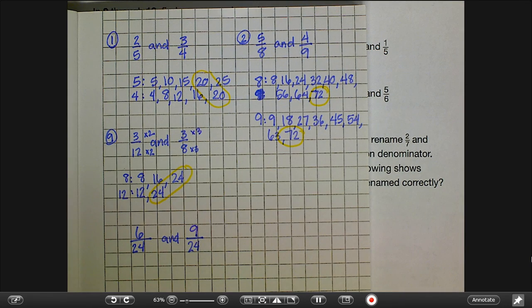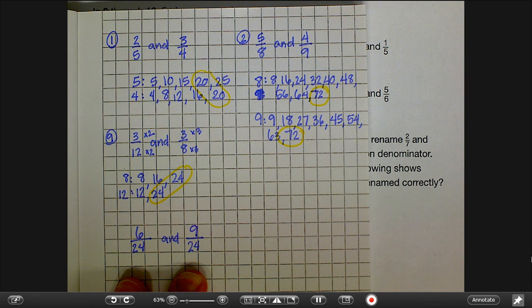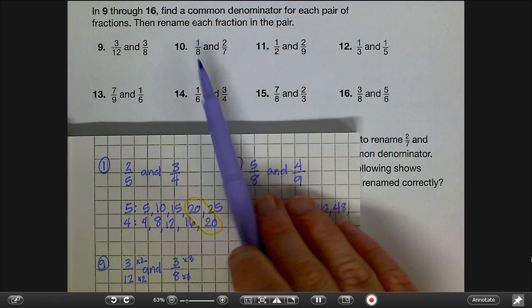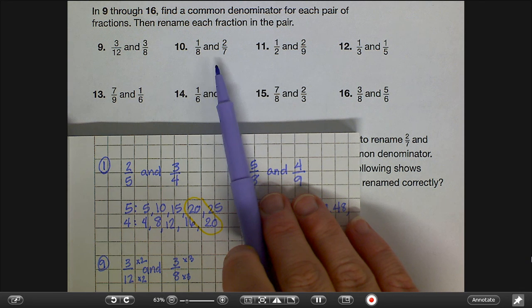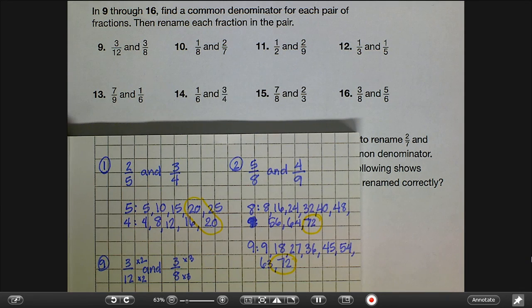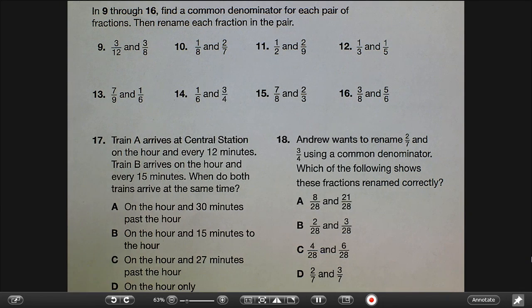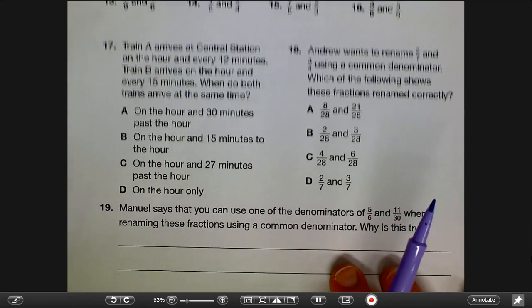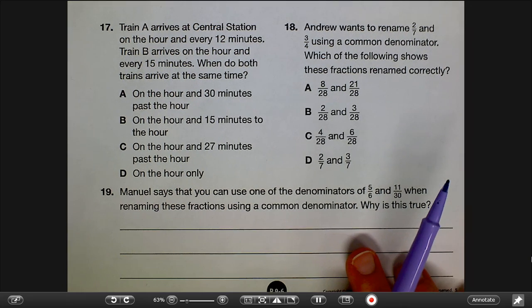Okay, then once I've renamed these, if this was an adding problem or a subtracting problem, then I would go ahead and do that. Okay, so that's all that we have to do here for these. Find the common denominator and rename the fractions. Excellent. Okay, let's work out one of these word problems and then we'll stop there.